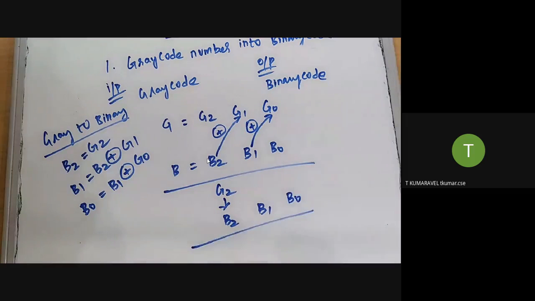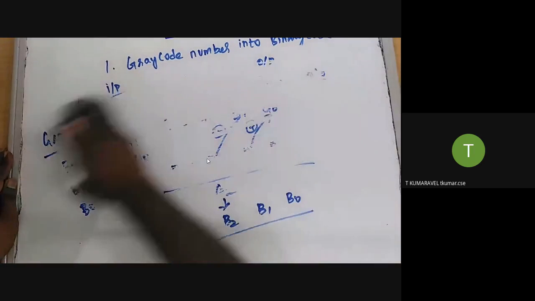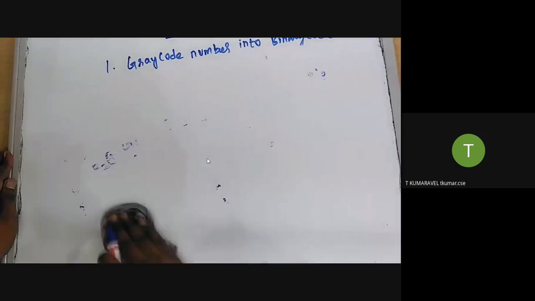So this is the way we have converted a gray code value into binary. In order to understand that, I'm going to take one example and work it out.